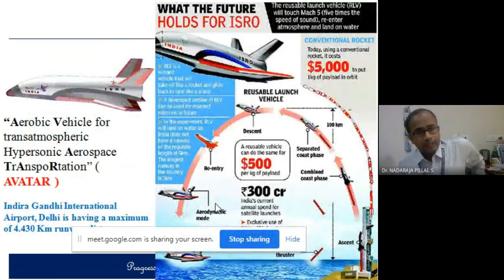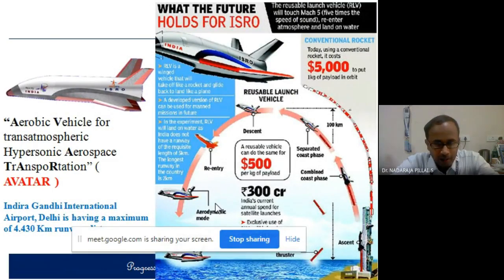Then coming back to the Avatar, that is the reusable launch vehicle. I remember when I visited the Center for Airborne Systems, Bangalore, when I was a college kid like you, I saw such a model kept in front of the aerospace hangar, and they were telling me, "This is a dream of Abdul Kalam, the former president and the scientist." Right? So this is an aerobic vehicle for trans-atmospheric hypersonic aerospace transportation, that is Avatar, right?